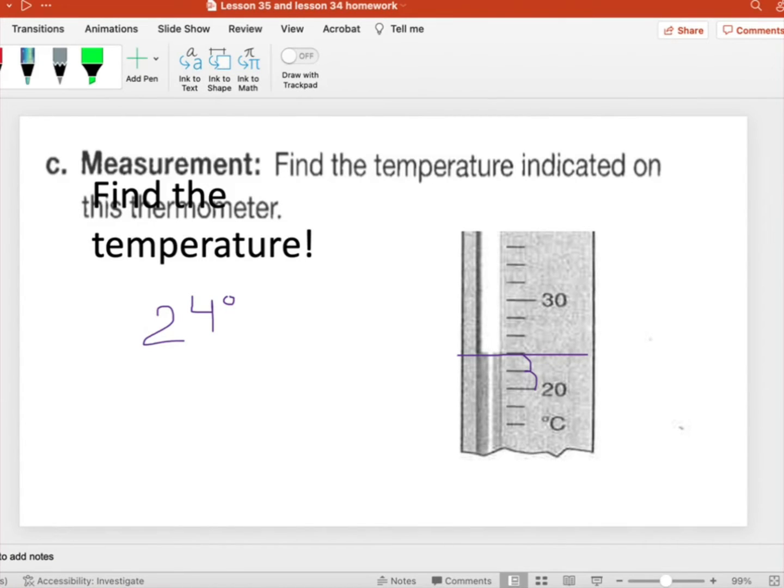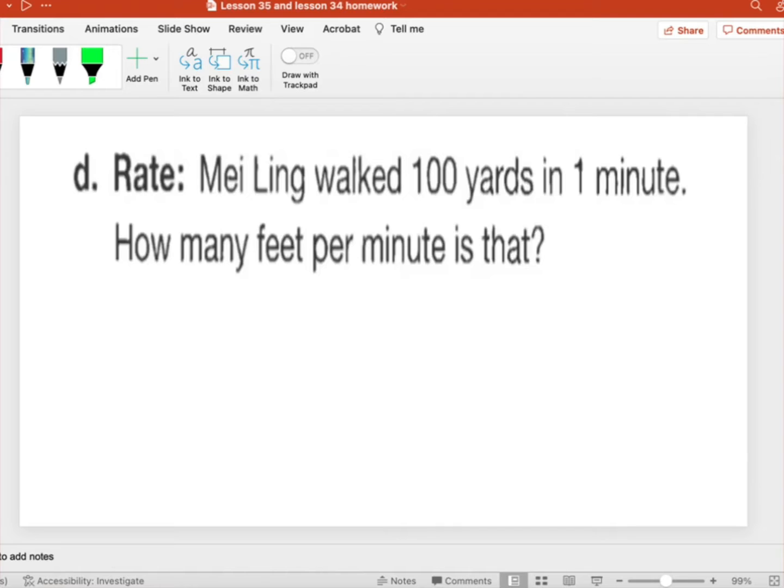Okay, so Mei Ling walked 100 yards in 1 minute. How many feet per minute is that? Okay, so let's write 100 yards in 1 minute. Okay, so let's use our conversion factors.